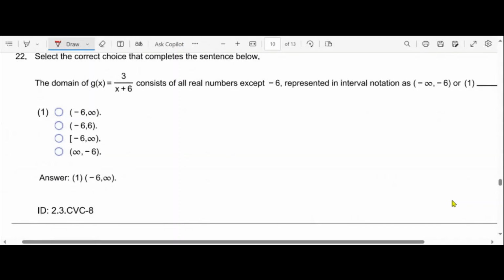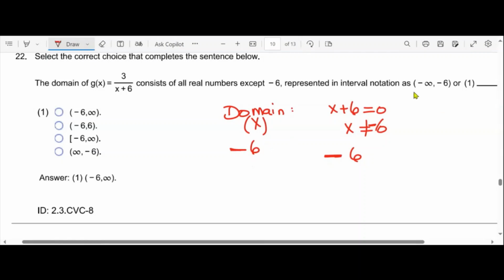Select the correct choice that completes the sentence below. The domain of g of x equals 3 over 6x plus 6 consists of all real numbers except minus 6, represented in interval notation as minus infinity to minus 6 or minus 6 to infinity. So we should not have what? Negative 6. So it's all numbers from where to where? Minus 6 to infinity. First, we have negative 6. He's giving you one answer, negative infinity to negative 6. That's one answer, union from negative 6 to where? To infinity. Yes.